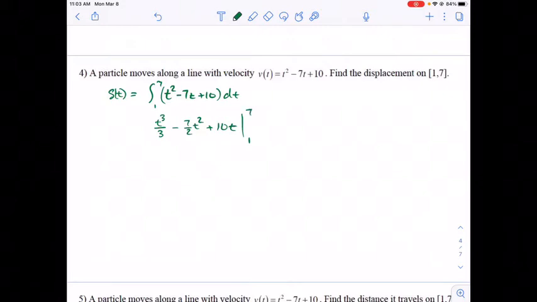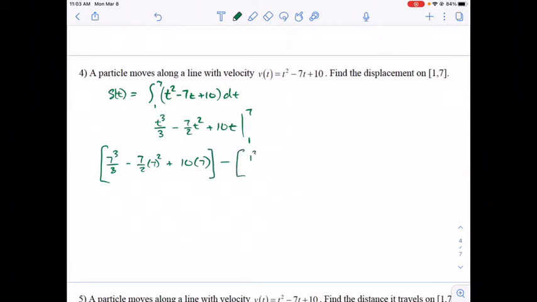To refresh your memory, we're going to put 7 in for t, and then subtract the function when we put 1 in for t. So we start with 7 cubed over 3 minus 7 halves times 7 squared plus 10 times 7. Then we're going to subtract 1 cubed over 3 minus 7 halves times 1 squared plus 10 times 1.